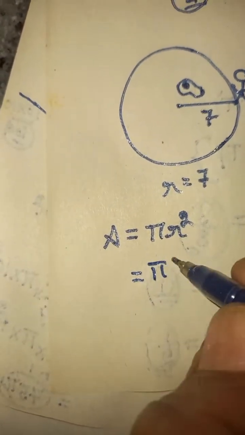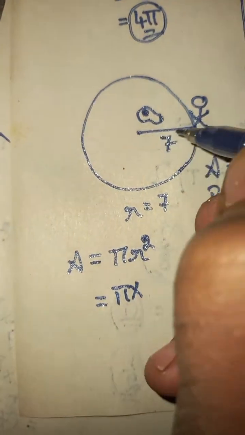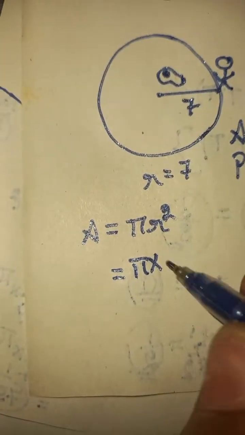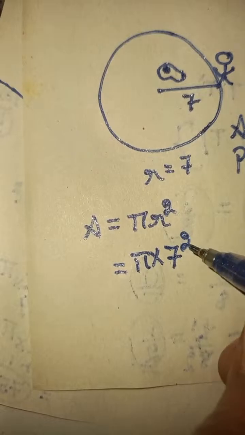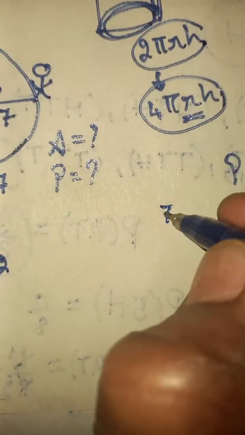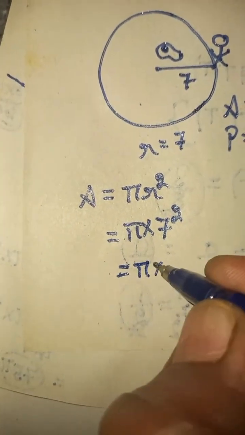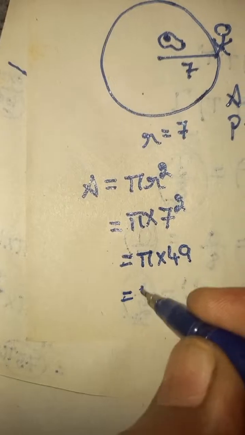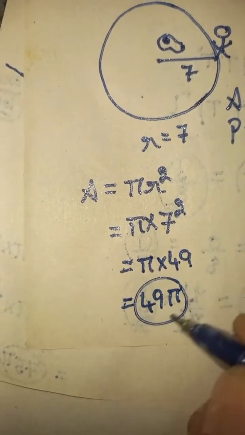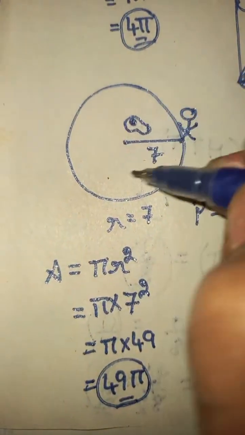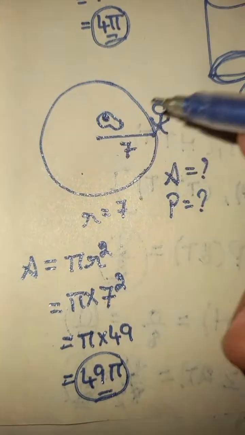So let's find out the area. That is pi r square. Pi times this radius, which is 7 units, 7 square. 7 square means 7 times 7, which becomes 49. So pi times 49, which becomes 49 pi square units, is the area of this circle. So the penguin keeps on grazing in it.